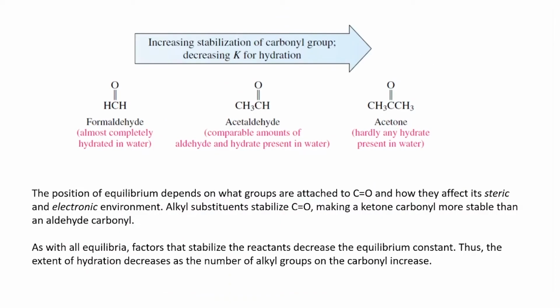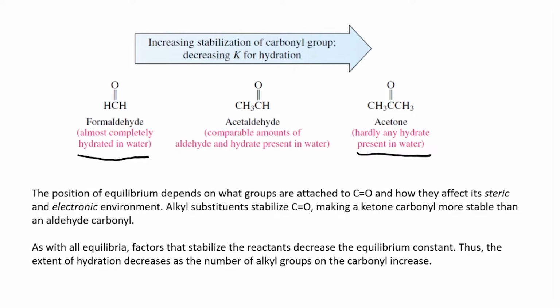One of the ways in which we want to understand this is that, as you know, it's an equilibrium between the carbonyl and the hydrate, and the position of the equilibrium depends on what groups are attached to the C double bond, which is obvious in the case of formaldehyde, acetaldehyde, and acetone. Formaldehyde, as we found out, basically doesn't have any aldehyde in solution in water, whereas acetone hardly has any hydrate present in water.